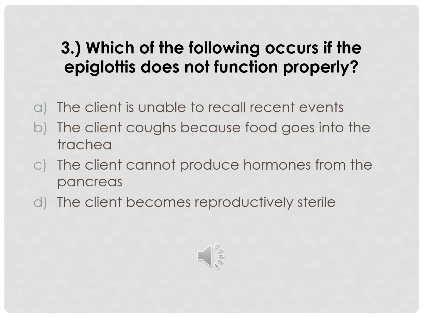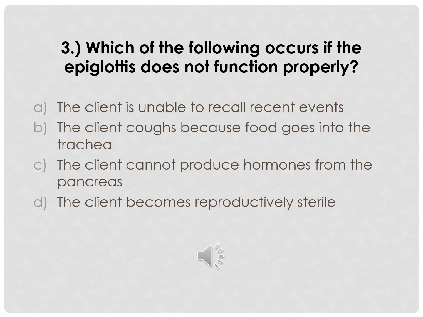Which of the following occurs if the epiglottis does not function properly? So this question only requires that you know what the epiglottis is. The epiglottis is an elastic cartilage flap that covers the trachea or windpipe.